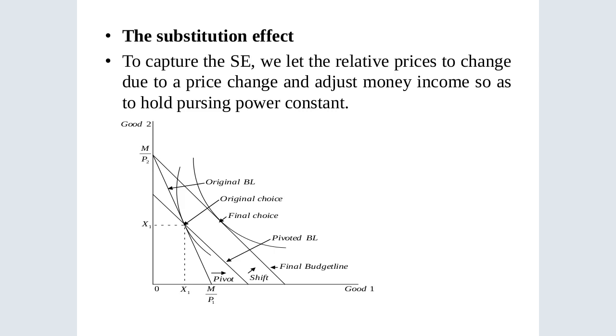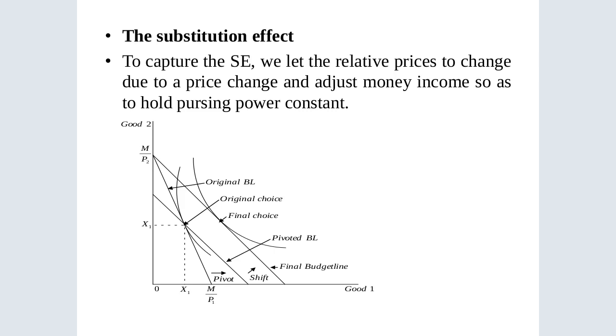Now, the substitution effect captures the effect of letting the relative prices change due to a price change, while we also adjust the money income so as to hold the purchasing power constant. Now, if the relative price changes, what will happen?